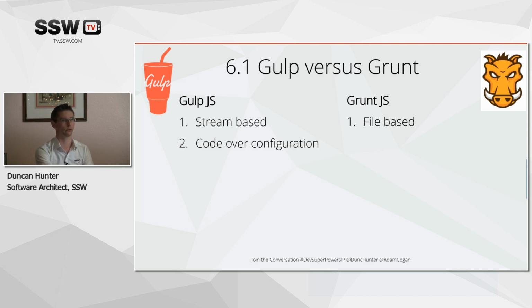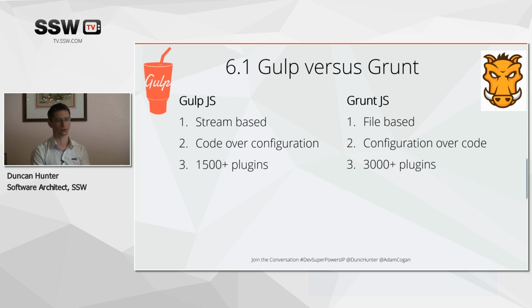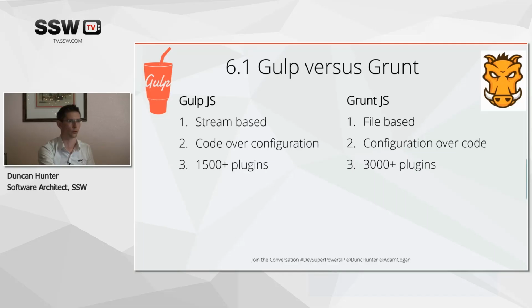It's also code over configuration, so it feels more normal for us developers when we're using it, whereas the other one's configuration over code. And there's about 1,500 versus 3,000 plugins by the time I did this slide, but I don't know if that's here nor there. Every time I go looking for a Gulp plugin, which is the one we use, there's always a Gulp plugin for it. So that's definitely the way we're going, and by far it seems to be the most popular one at the moment. But in the future, we'll see things change.